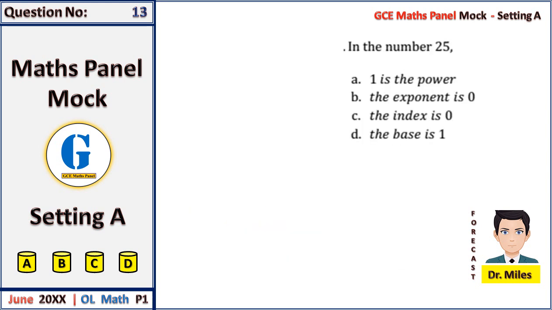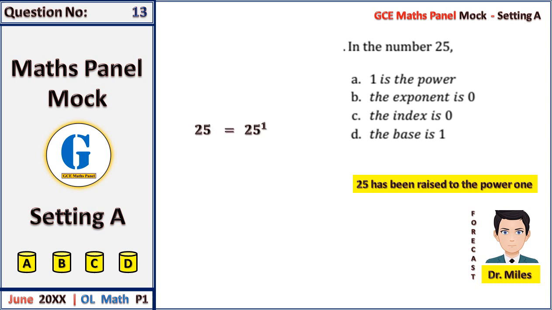In the number 25, 1 is the power. Normally, when 25 has been raised to the power 1, we have 25. So the only correct option here is A.